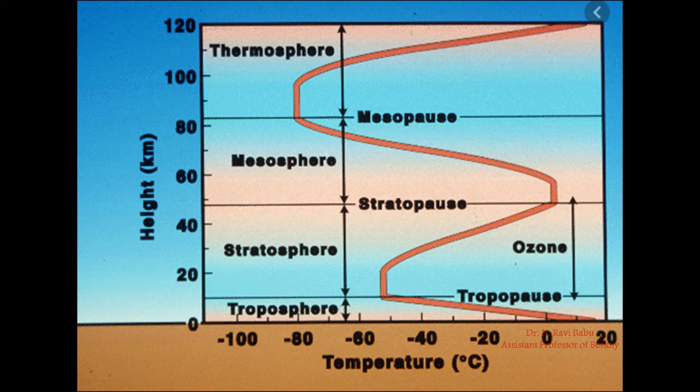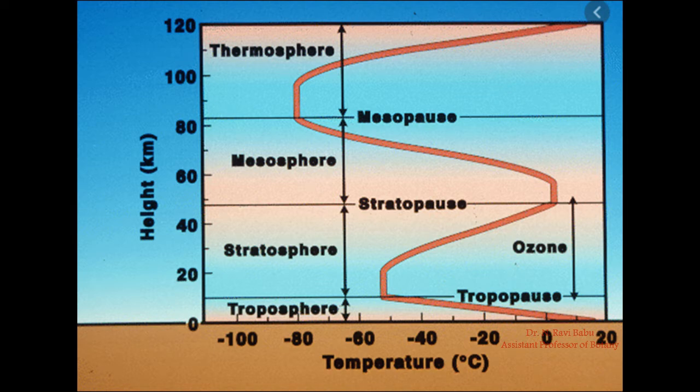As we stated in our earlier episode, meteors are generally found in this mesosphere. So meteors, or the falling stars, occur in this layer, and the upper limit of the mesosphere is known as the mesopause.